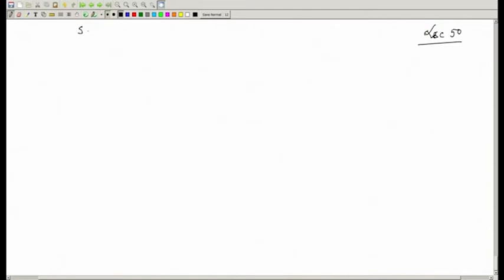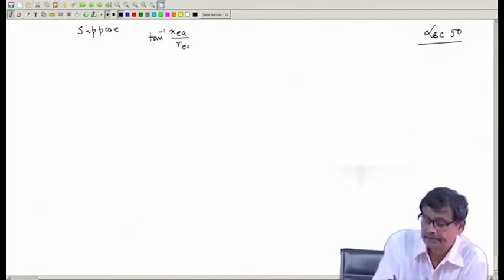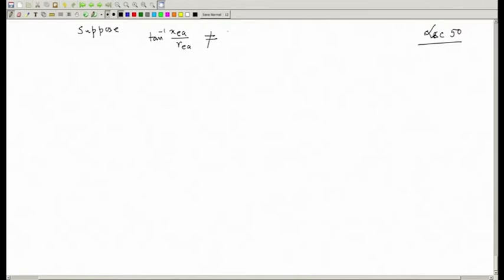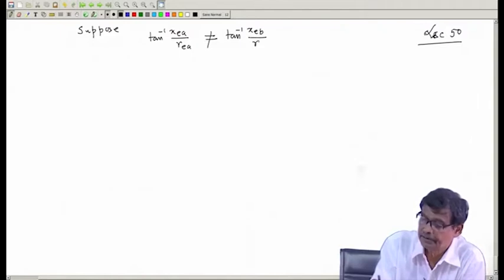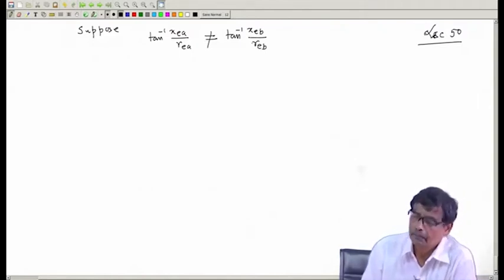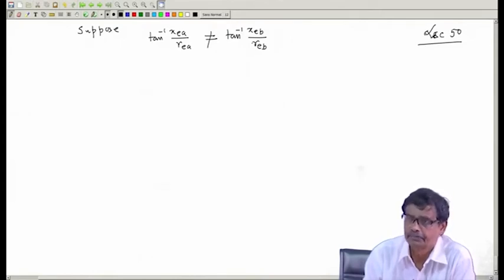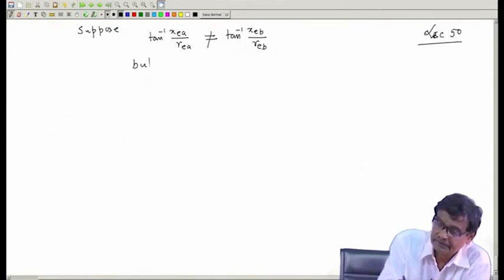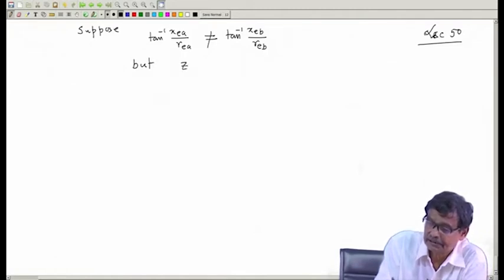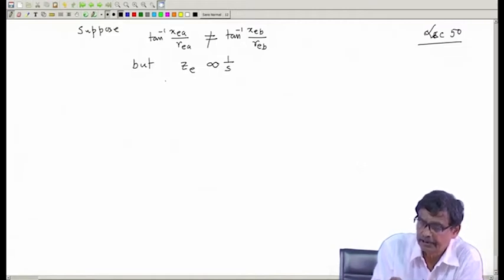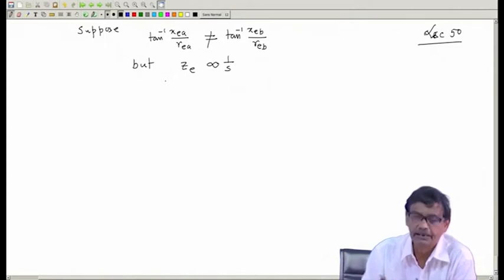Suppose tan inverse XEA by REA is not equal to tan inverse XEB by REB. Suppose they are not equal, but the impedances are inversely proportional to the KVAs, that is, the Z are proportional to their respective KVAs. For A, ZDA is 1 by SA, and ZDB like this.